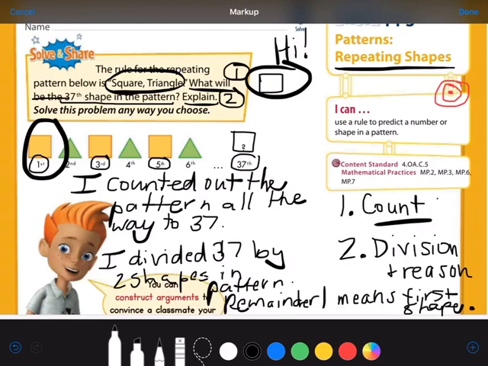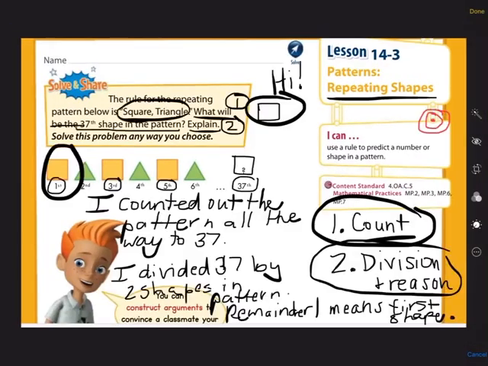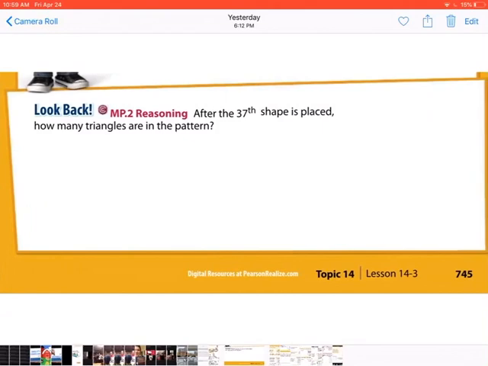I would say definitely counting it out is the easiest way. But if you're feeling pretty mathy today, you might want to try using a little division and reasoning. You might be able to come to the answer more quickly that way.